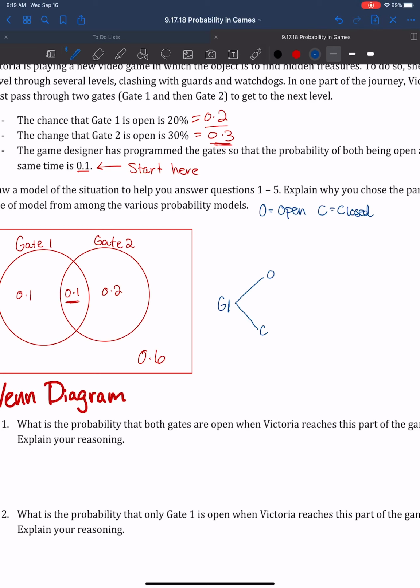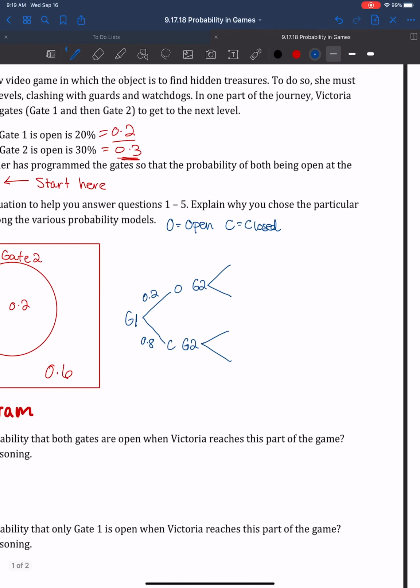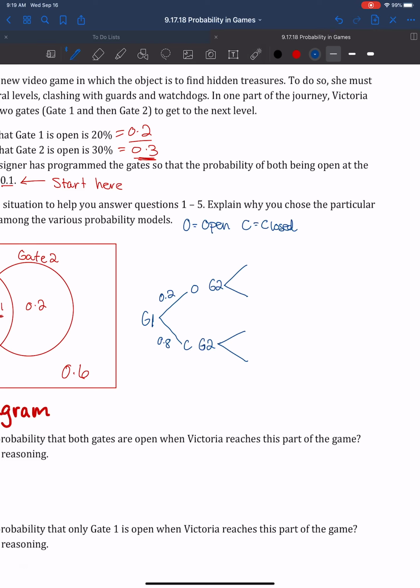Now, the probability of gate 1 being open was 20%, right? So 0.2, and then that means it's 80% chance of being closed. And now from each of these branches, we've got gate 2. So gate 2, gate 2. And this one can either be open or closed as well, okay? Now, the probability of both gates being open, I'm going to draw this over here. So both gates open. We said that this is going to equal 10%, right?